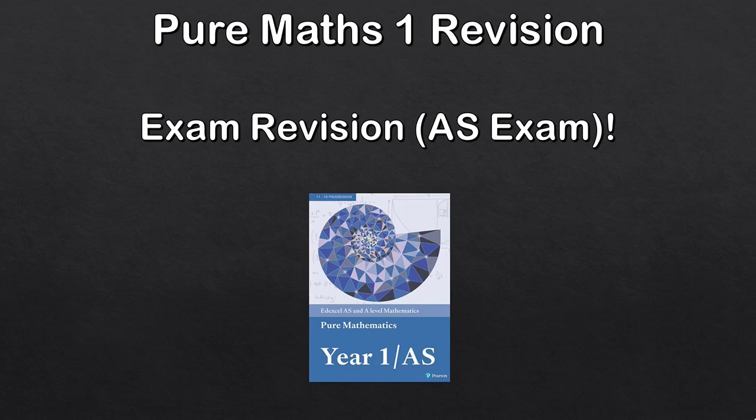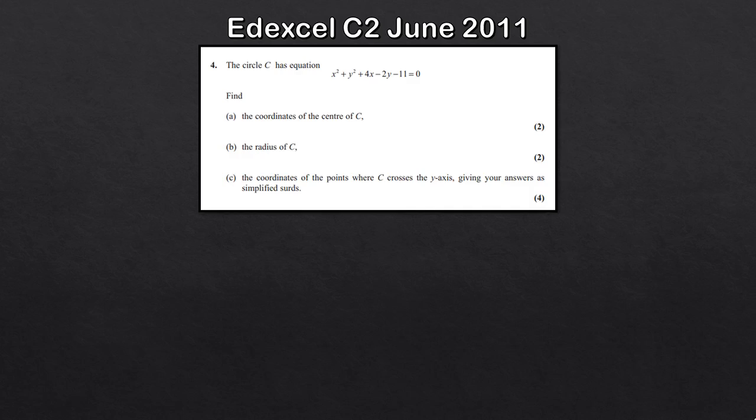So let's take a look at the first question, and this is a question to do with circles. We've got the circle C, which has this equation: x squared plus y squared plus 4x minus 2y minus 11 equals 0. Part A and part B technically go together. In part A, we have to find the coordinates of the centre of C, and in part B, we have to find the radius of C.